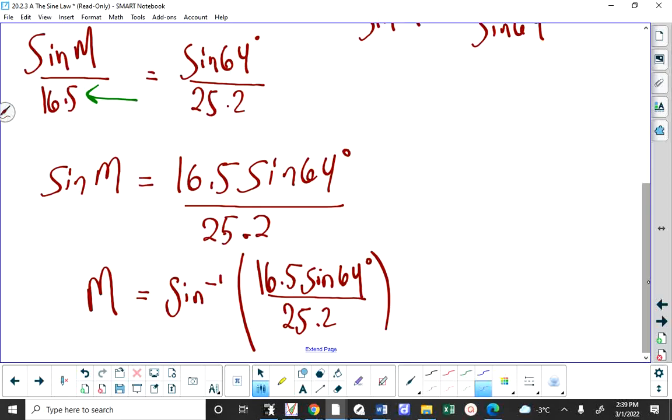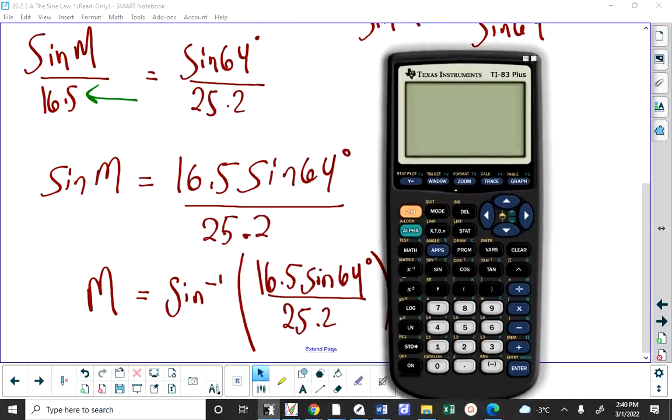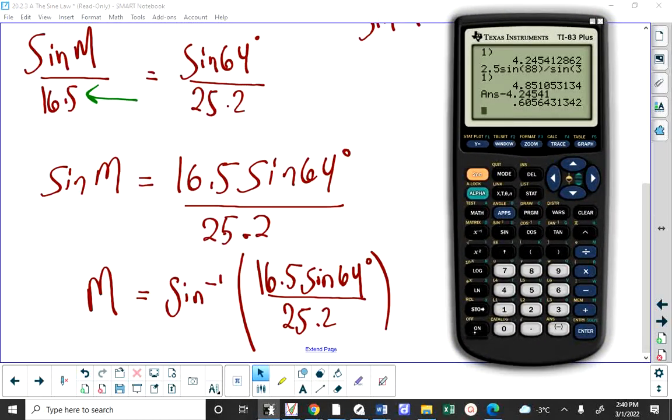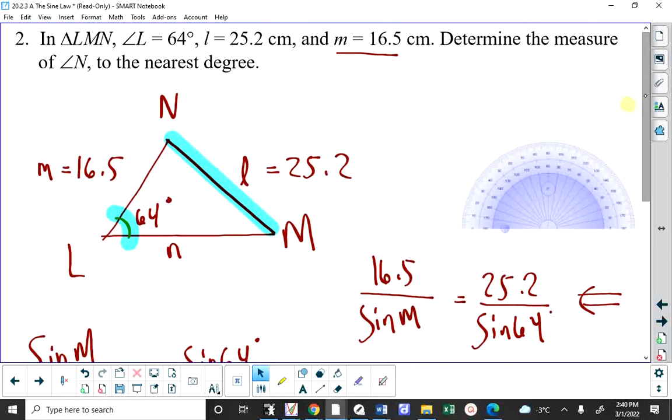And I think at this level, calculating all of these numbers in the brackets is not what we want to focus on. You want to focus on the algebra, which leads us to how to find our answer. That being said, you don't have to do it in one shot. You could go 16.5 sine 64 divided by 25.2 and then take the inverse sine of the answer. It's 36 degrees. So angle M is 36.